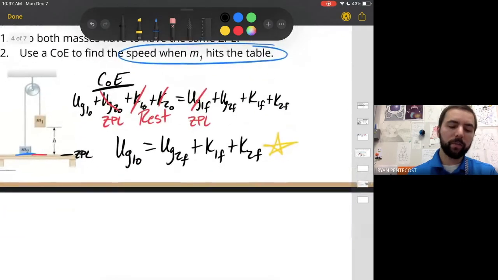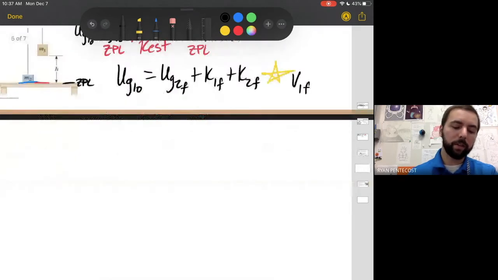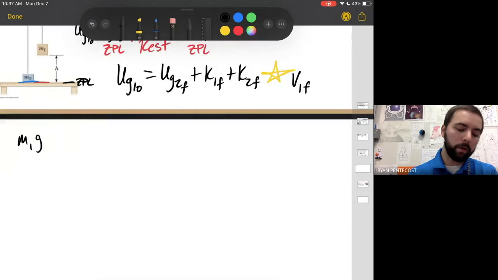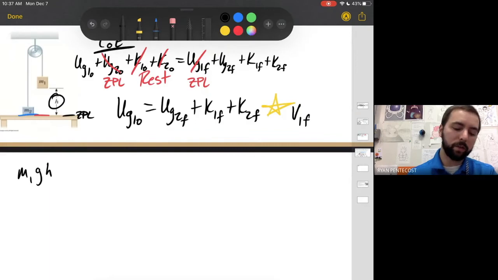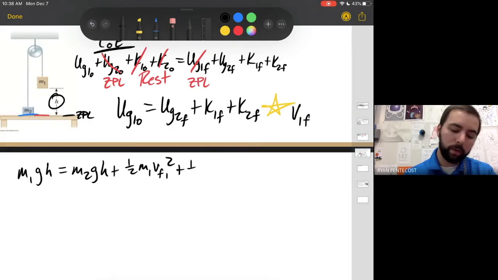Now let's find this speed. We are looking for V1 final. So let's expand that out. We have M1 g h. Yeah, M1 has a starting height of h. Good. That equals M2 g h. It's going to travel the exact same height, right? So then we have 1/2 M1 V final 1 squared plus 1/2 M2 V final 2 squared.